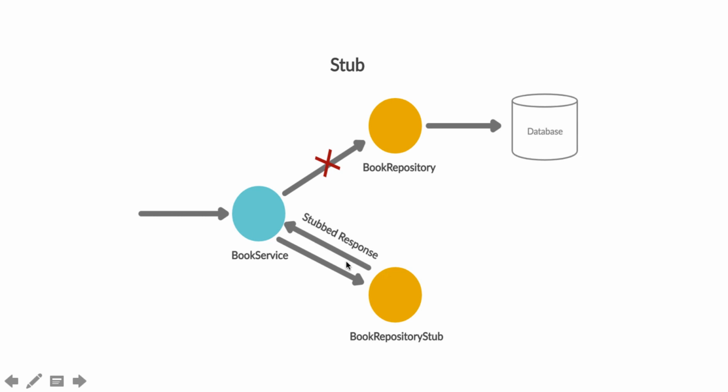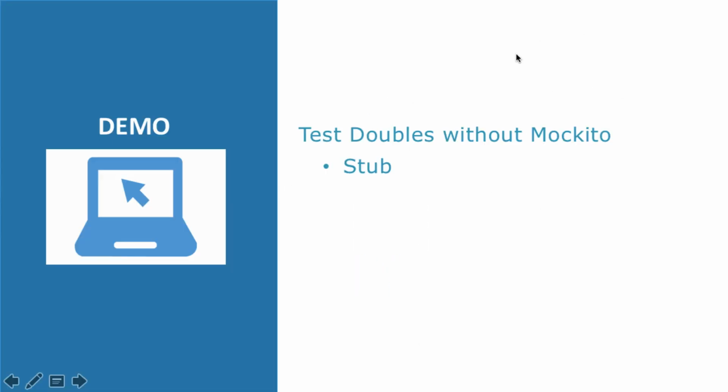By providing the stubbed response, whatever we send back to the book service, it will use and execute its own use case, and finally we can test our book service class without needing the actual book repository which communicates with the database. So friends, now let's go to IntelliJ and see the demonstration of stub test double without Mockito.